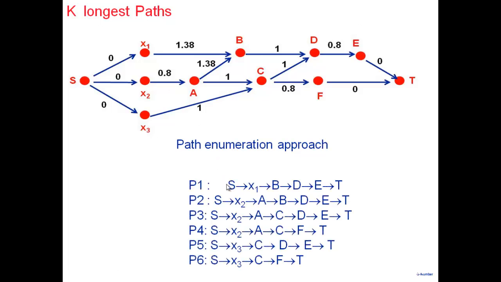Enumerate all the paths that are there, right? All possible paths that are there, S to X1 to B to D. So you search your graph and you enumerate all the paths, P1, P2, P3, P4, P5, P6, determine all the delays, rank the top 10 of them that you're interested in, and you get the top 10 graphs here.